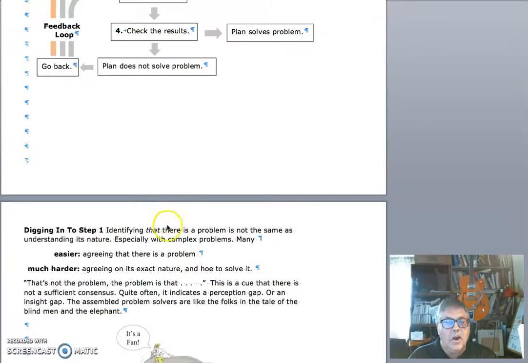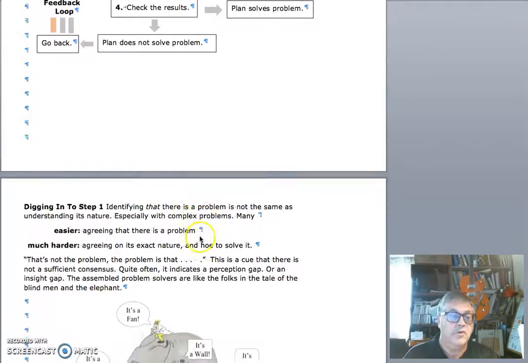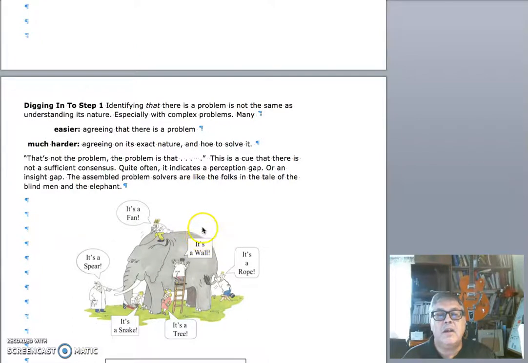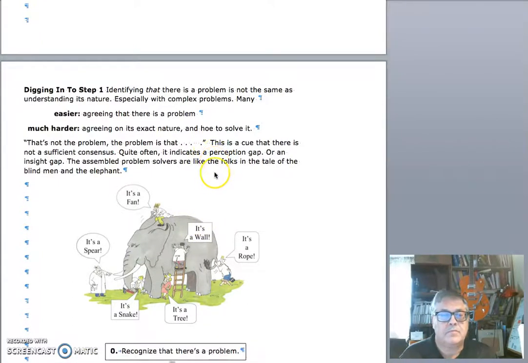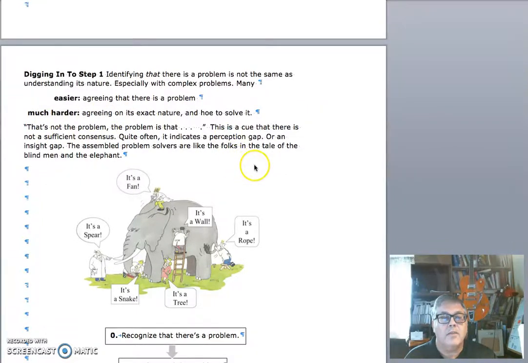Ideally, you cross the bridge into step 1. You don't move too fast. If you dig into step 1, what's that like? Like I said, it's easy to agree that there's a problem compared to how much harder it is to agree on the problem's exact nature and how to solve it.